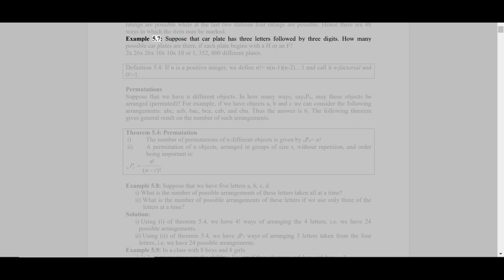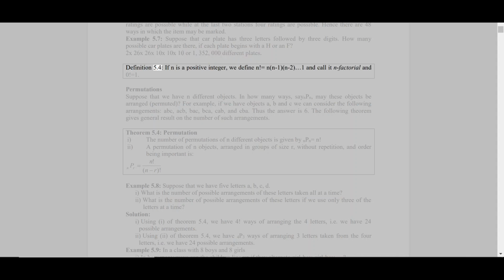Example 5.7. Suppose that a car plate has 3 letters followed by 3 digits. How many possible car plates are there, if each plate begins with an H or an F? 2 x 26 x 26 x 10 x 10 x 10, or 1,352,000 different plates.